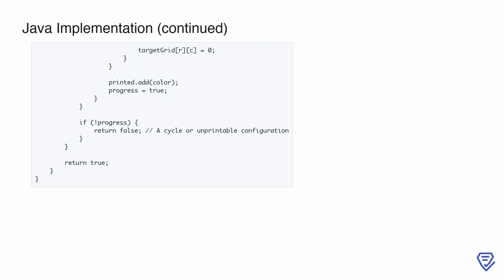If no progress is made during an iteration, it indicates that the current configuration of the grid is either cyclic or unprintable, so we return false to signal failure. However, if we manage to print all the colors, the loop completes, and we return true, confirming that the grid can indeed be printed.